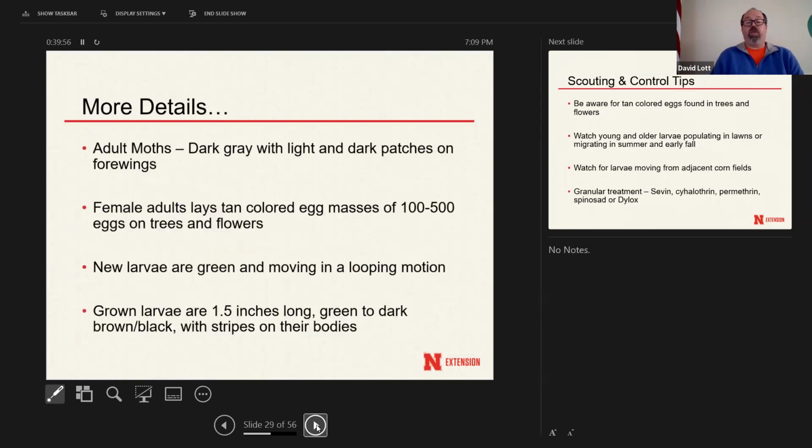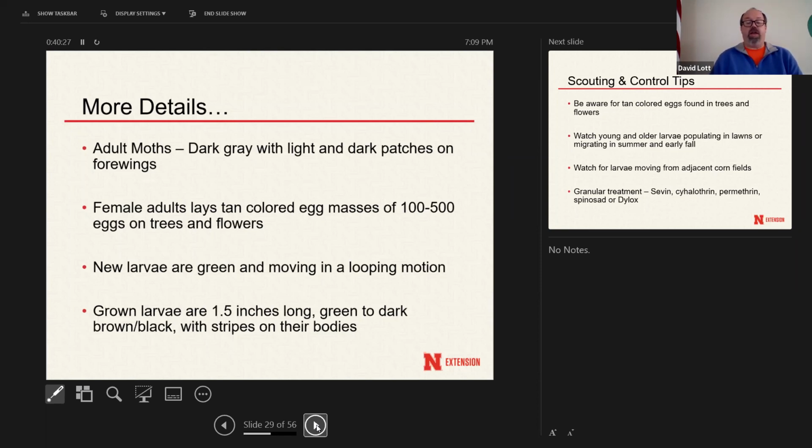The adults are moths, and they are dark gray with light and dark patches on the forewings. The females lay tan-colored egg masses, and they're about 100 to 500 eggs in a mass. And you can find them on trees and flowers. So as you look and you see these light tan egg masses in different places, that could be armyworms. And the new larvae are green.